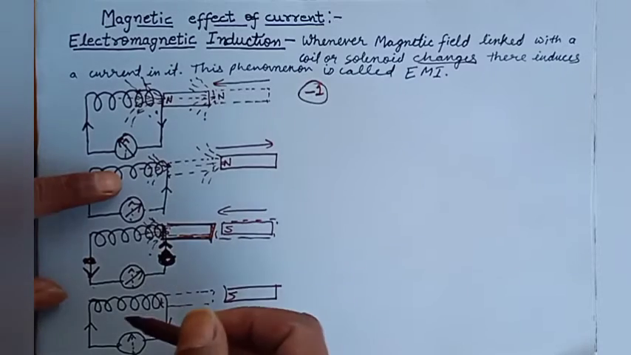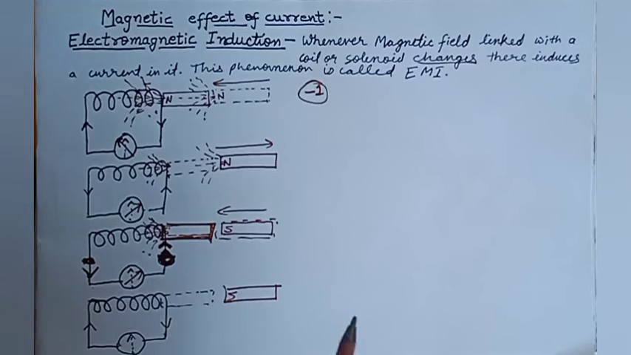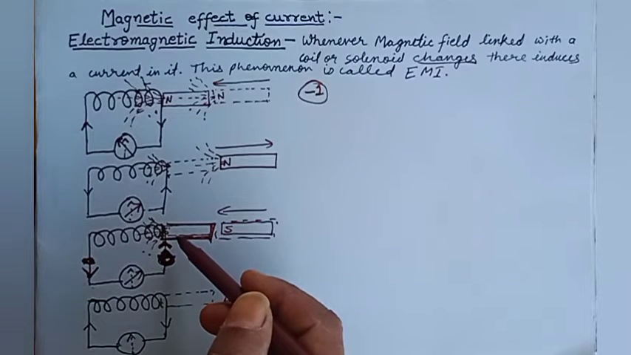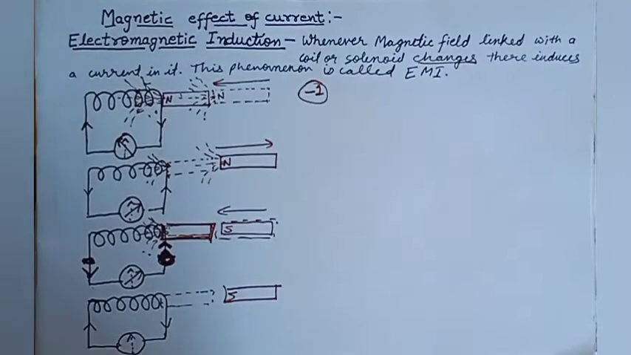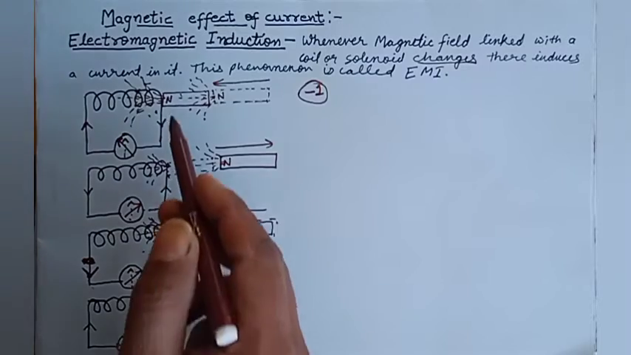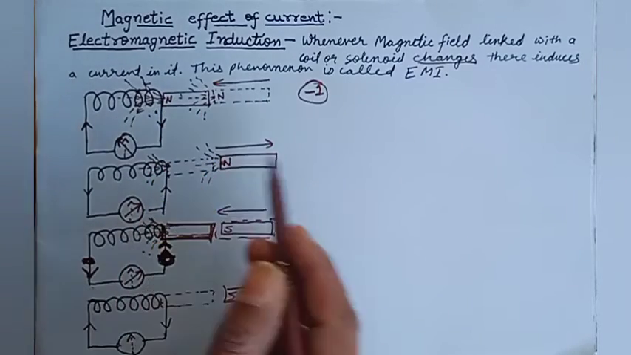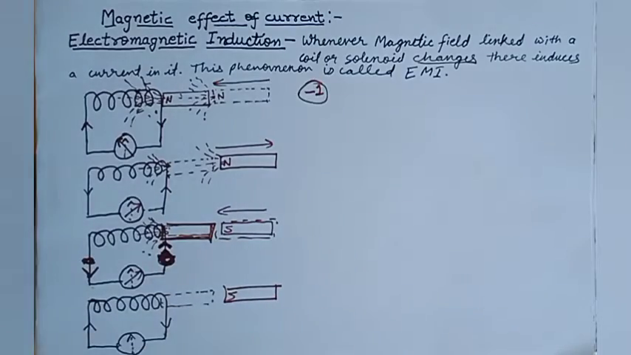And if we reverse the action, withdrawing will be opposite to this. So you have to just keep in mind what is happening. There are two ways the opposite thing can happen, like changing the pole or changing the action. Changing the pole: bringing the north pole, bringing the south pole. Changing the action: bringing the magnet, withdrawing the magnet. Okay.